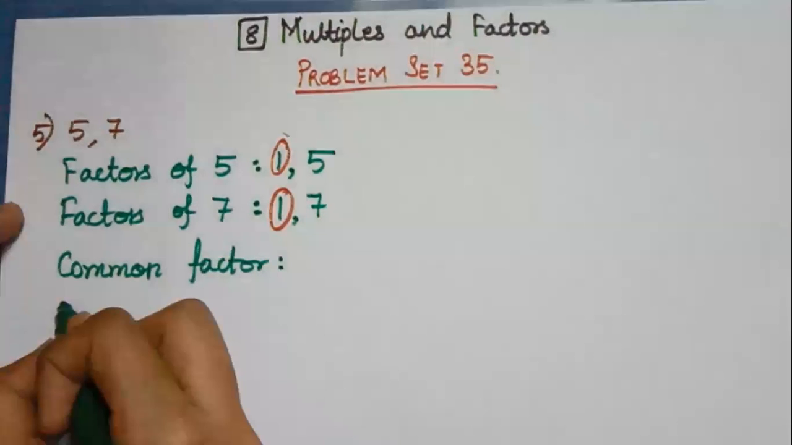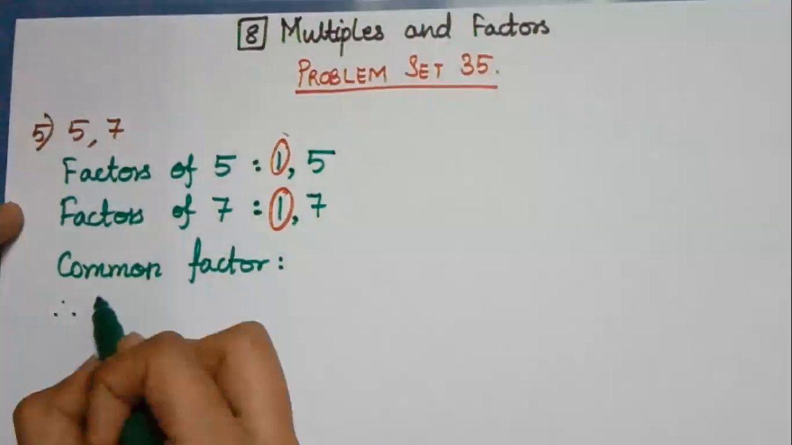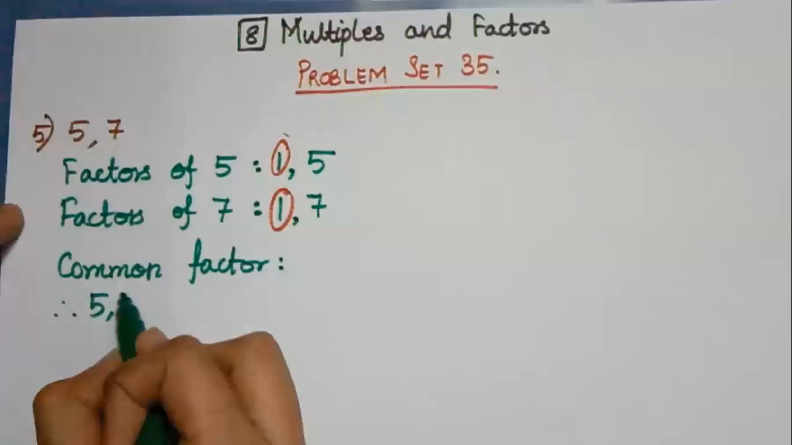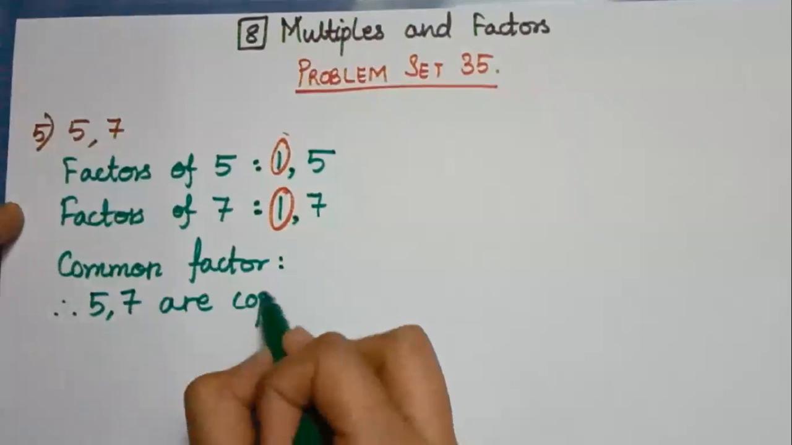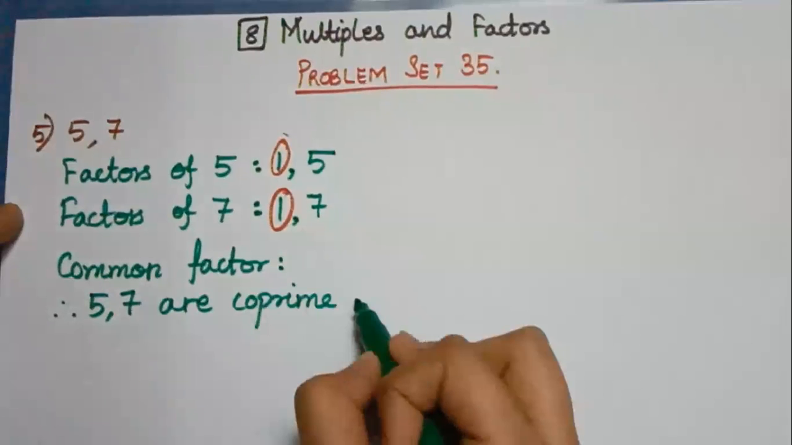That means therefore 5, 7 are co-prime numbers. Okay.